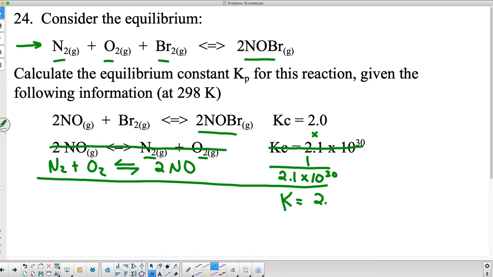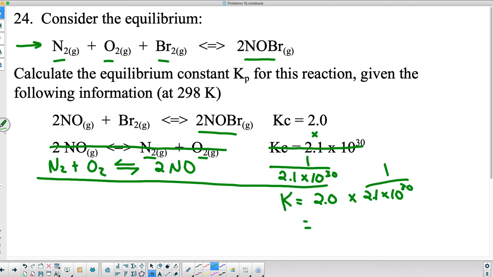Okay, so I'm still going to multiply to get this Kc down here. I have to do the 2.1 times, and then it will be 1 over 2.1 times 10 to the 30th. Okay? So we'll figure out what that is as soon as we make sure that we have all the pieces looking like it should.